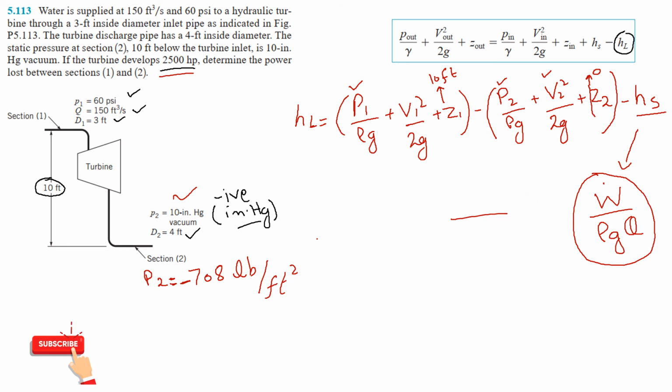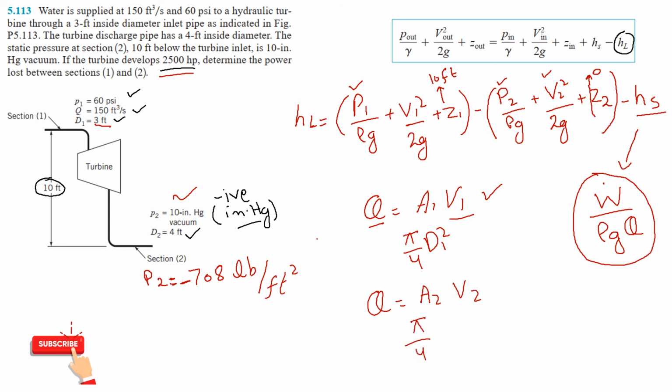Now we will find our values, that is V1 square and V2 square. So for velocity we will use our volumetric flow rate, that is Q is equal to A1 V1. For our velocity V1 we will put our area as pi by 4 d1 square. So we know the diameter d1 is 3 feet, so we can find this area. We know the volumetric flow rate, that is given in cubic feet per second, so we can find our V1. Similarly, we will use the same for V2. Here we will put our area as pi by 4 d2 square. So here our d2 is 4 feet, so we can also find our V2.